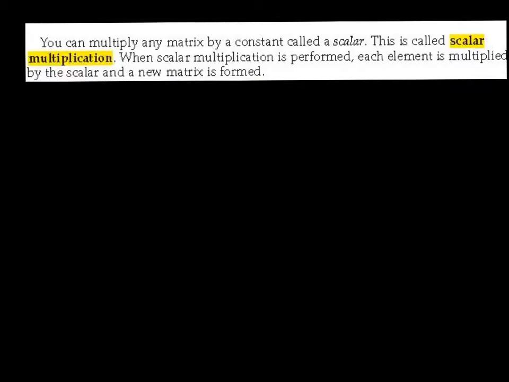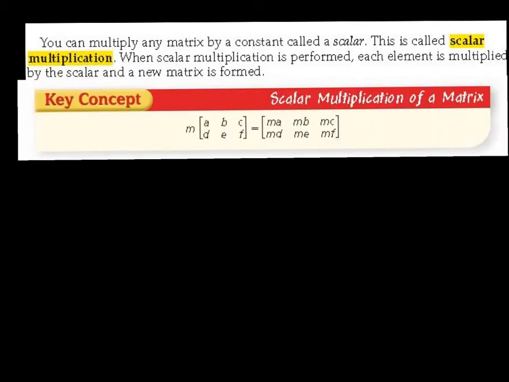You can multiply any matrix by a constant called a scalar. This is called scalar multiplication. When scalar multiplication is performed, each element is multiplied by the scalar and a new matrix is formed. In a general sense, they have M times matrix A, B, C, D, E, F, and you end up with MA, MB, MC, and so on.